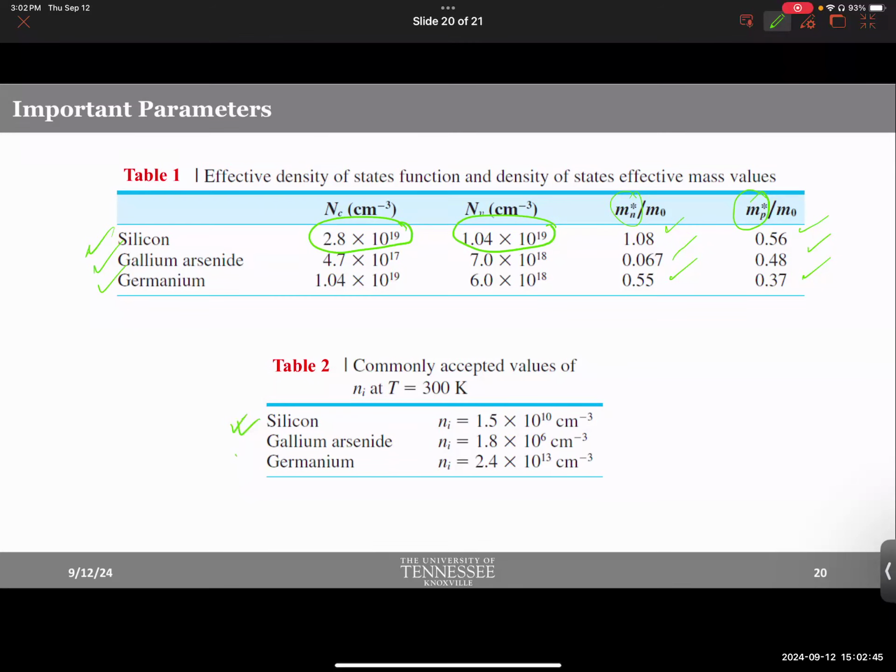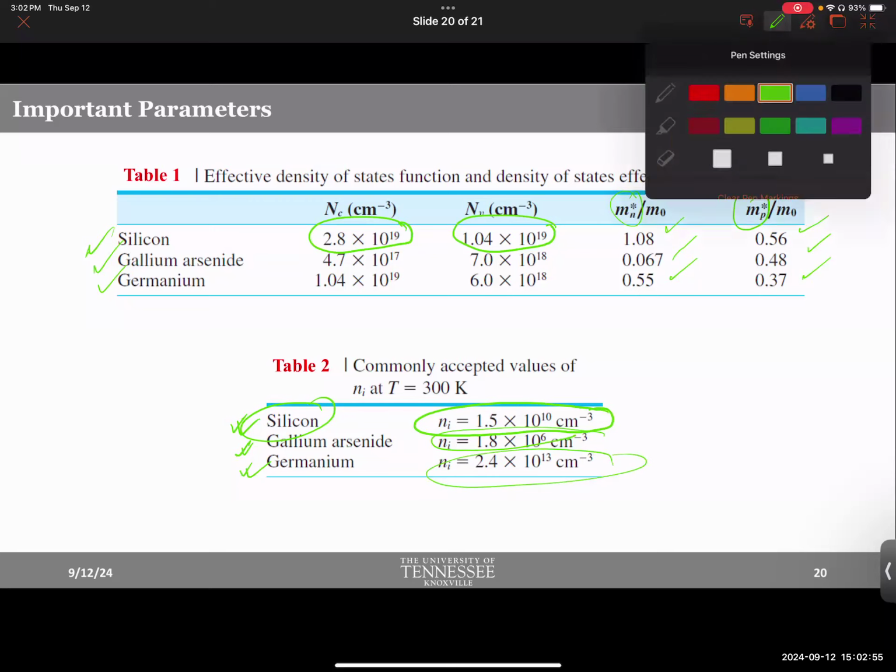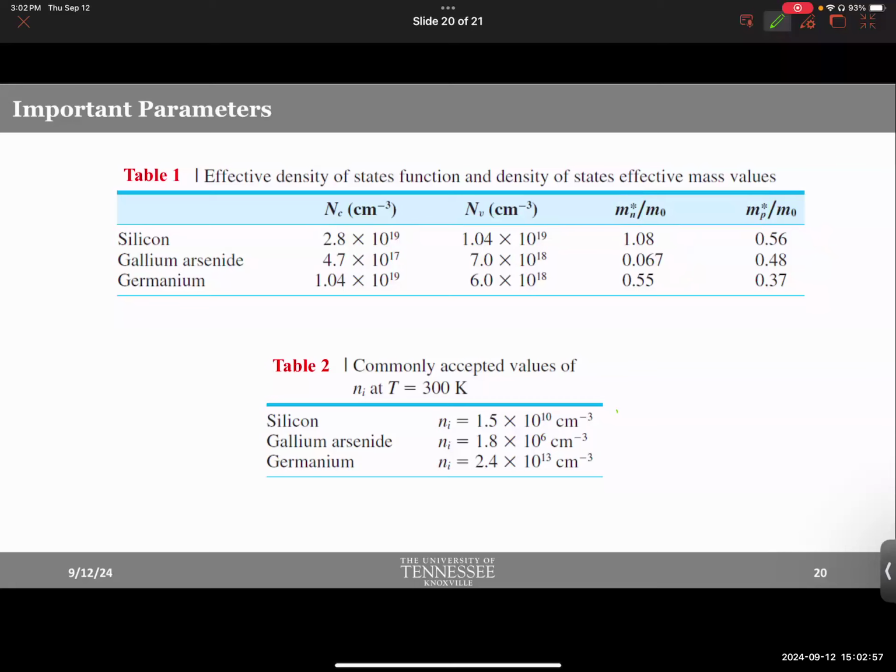Finally, one more important thing: intrinsic carrier concentration. These are also experimentally measured. We know the number for silicon, we know the number for gallium arsenide and germanium and other semiconductors as well. Maybe this could help you decide on a few things.